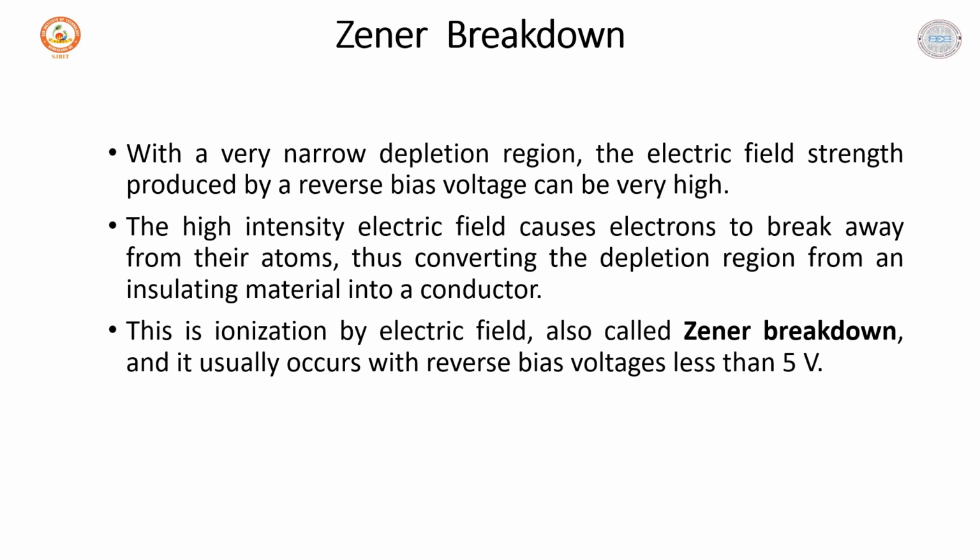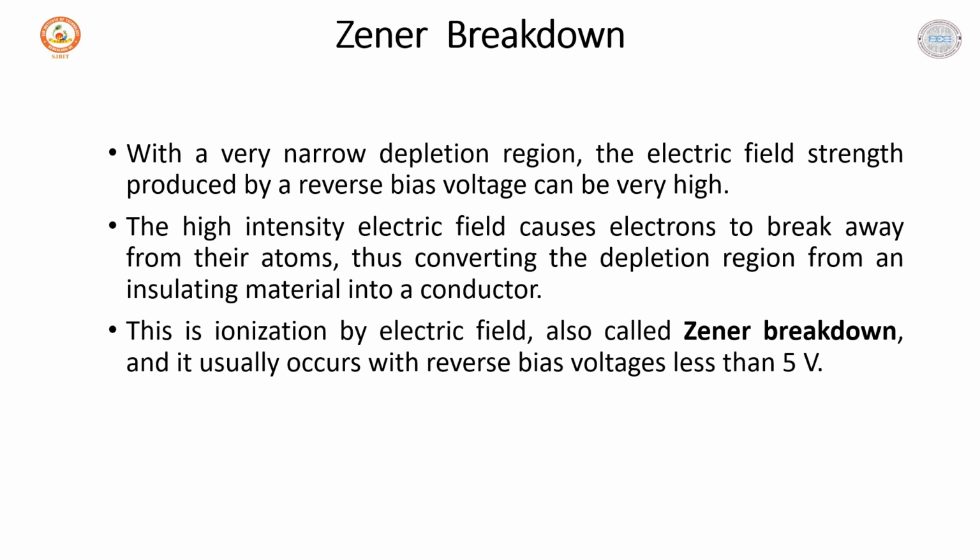Whenever there is a very narrow depletion region in a zener diode, the electric field strength produced by the reverse bias voltage will be very high. So whenever the reverse bias voltage is very high, the high intensity electric field will cause the electrons to break away from their atoms, thus converting the depletion region from an insulating material into a conductor, due to which the reverse current is more in a zener diode.